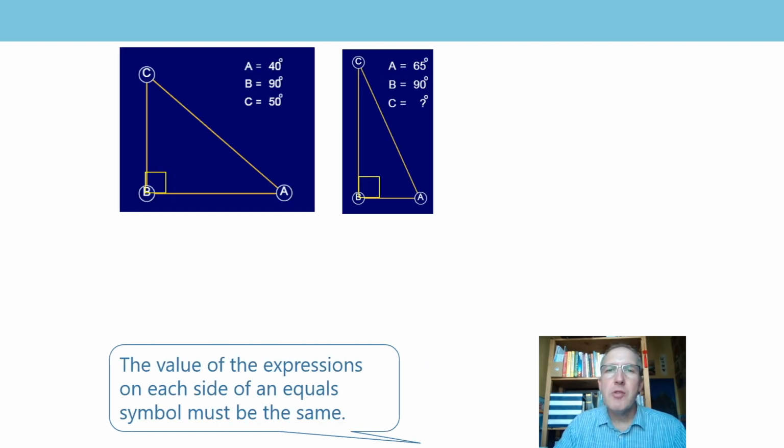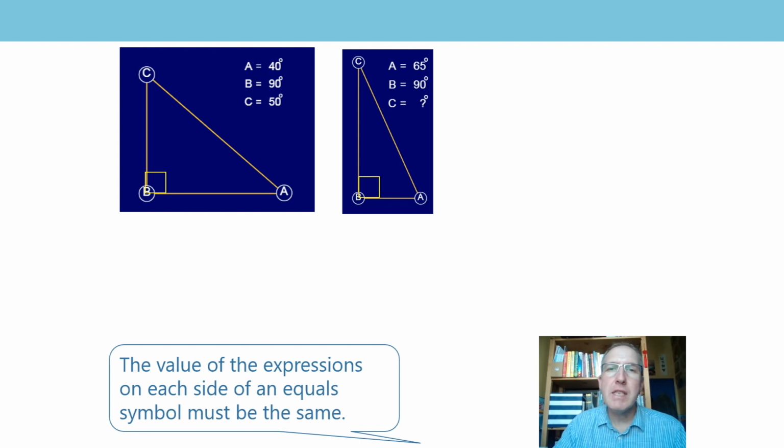Now I'd like you to write a balanced equation for these two triangles and to work out the size of the unknown angle. Have a good look at the letters on the vertices. Has something changed? Could you use the same sum strategy again? Remember, the value of the expressions on each side of an equals symbol must be the same. Pause the video while you do your writing.